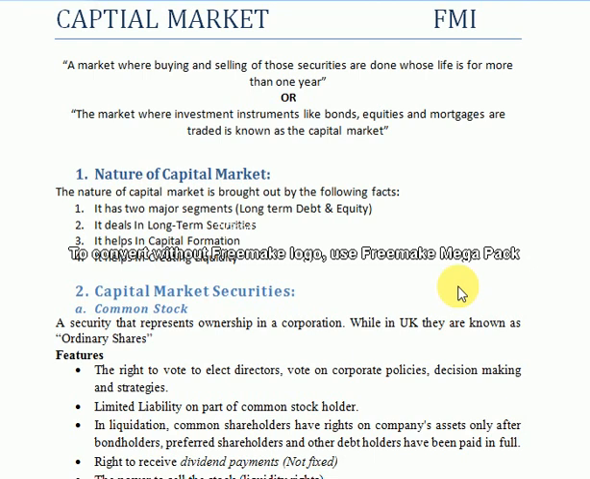Third one, it helps in capital formation. So the capital market helps in capital formation. Capital formation is the net addition to the existing stock of capital in the economy. Through mobilization of idle resources, dear students, the capital market generates savings. The mobilized savings are made available to the various sectors like agriculture, industry, etc. So this helps in increasing capital formation, and in this way more and more capital will be formed.